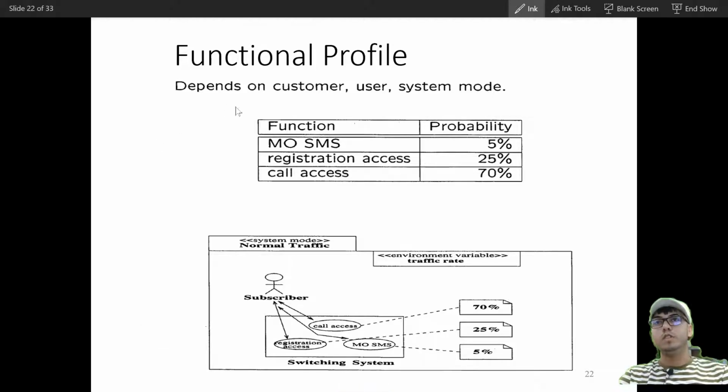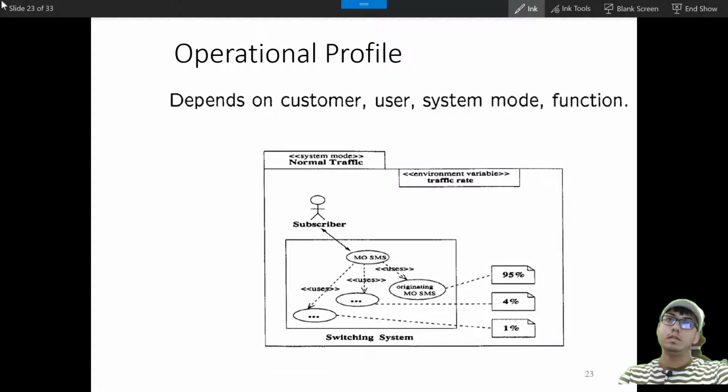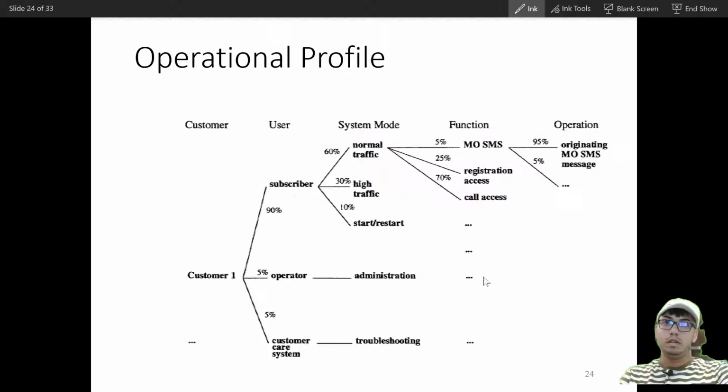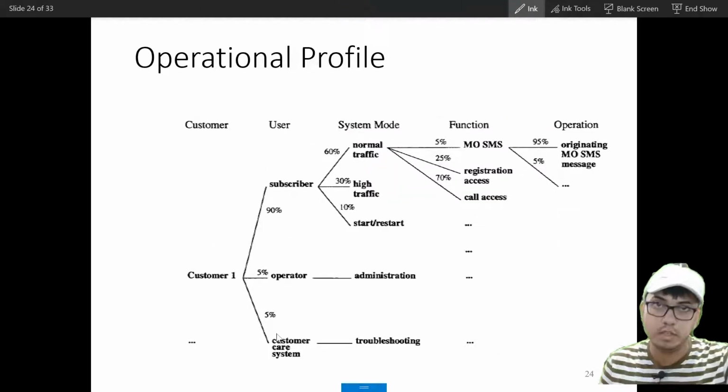So function profile depends on customer, user and system mode. For example, MO SMS 5%, registration access 25%, call access 70%. It depends on customer, user, system mode and function. This is a diagram. You can see that this is subscriber, MO SMS, user. This is the operation profile diagram. It is a graphical representation of that.